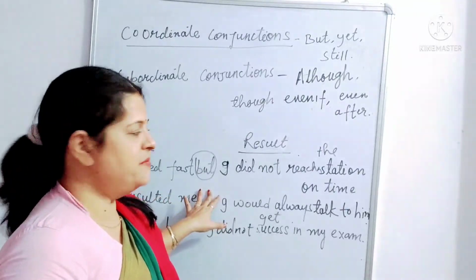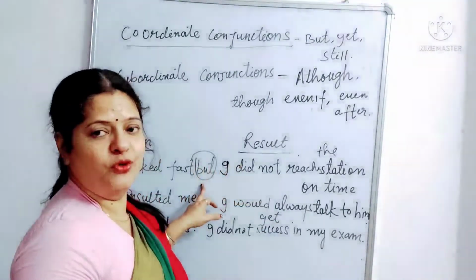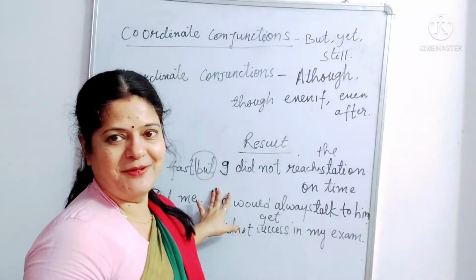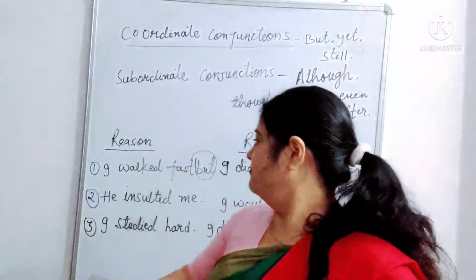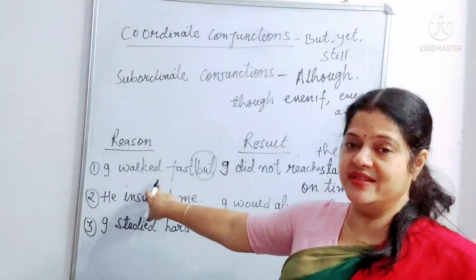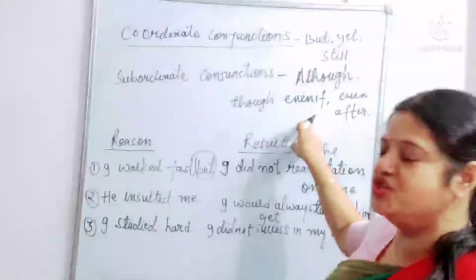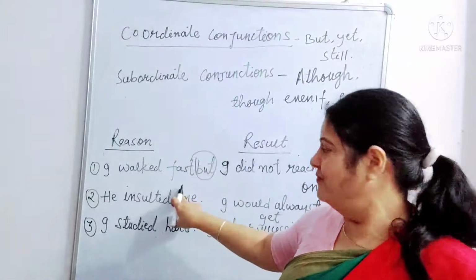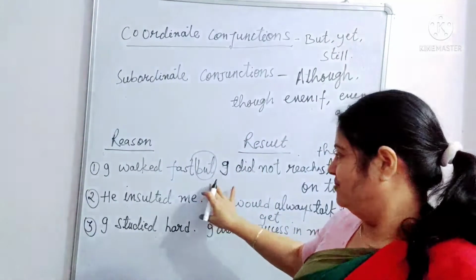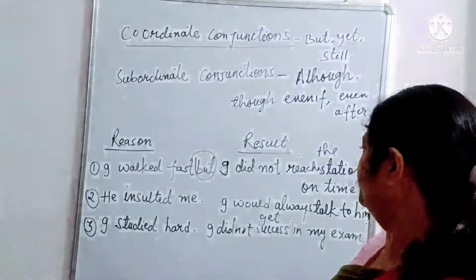Now again I am repeating the same thing. For the sentences which show result, if in front of those sentences we put a coordinating conjunction, it becomes a compound sentence. But for the sentences which show reason, if before these sentences we put a subordinating conjunction, it becomes an adverb clause of contrast or concession. You know how it becomes. So I'm just giving you an example to make it clear to you.